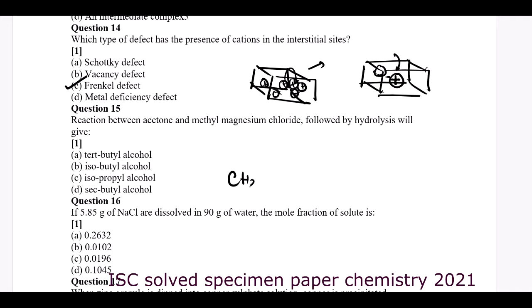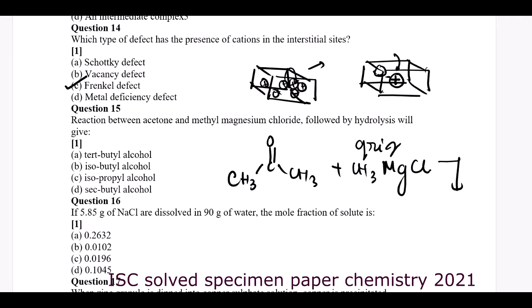Let's see, we have acetone, a ketone, and we have methyl magnesium chloride. Methyl magnesium chloride means CH3MgCl. So in between, that one is a Grignard reagent. Once a Grignard reagent reacts with a ketone, it will give you an alcohol. If that CH3 comes at that position, that will be a tertiary alcohol. So the answer will be tert-butyl alcohol here.